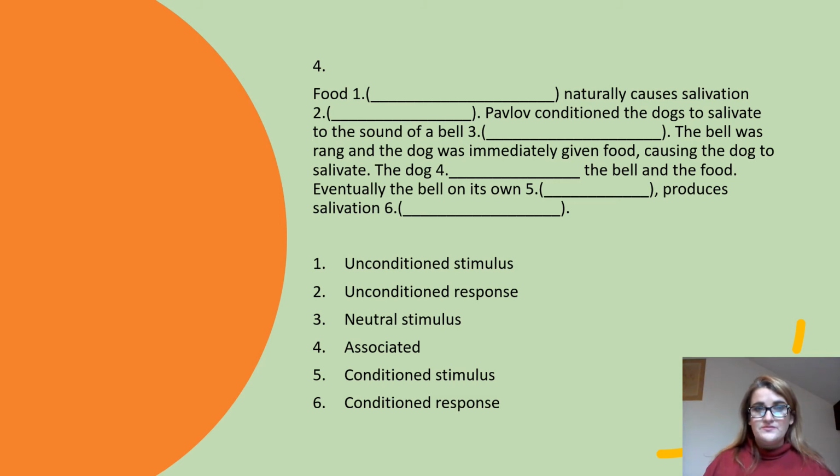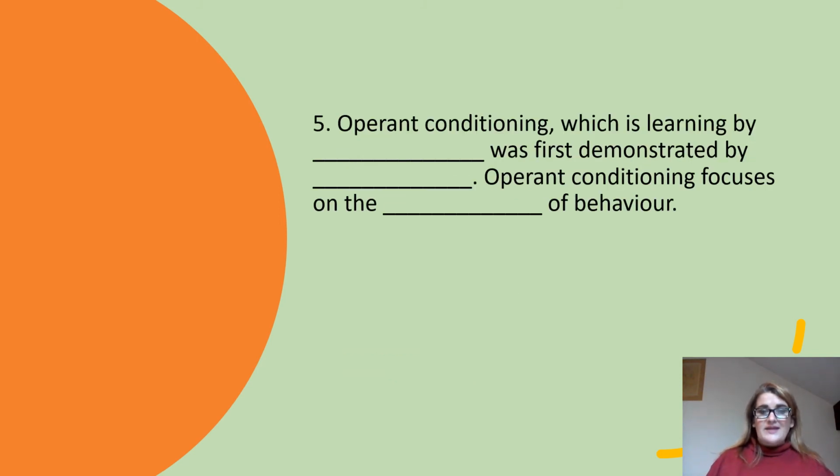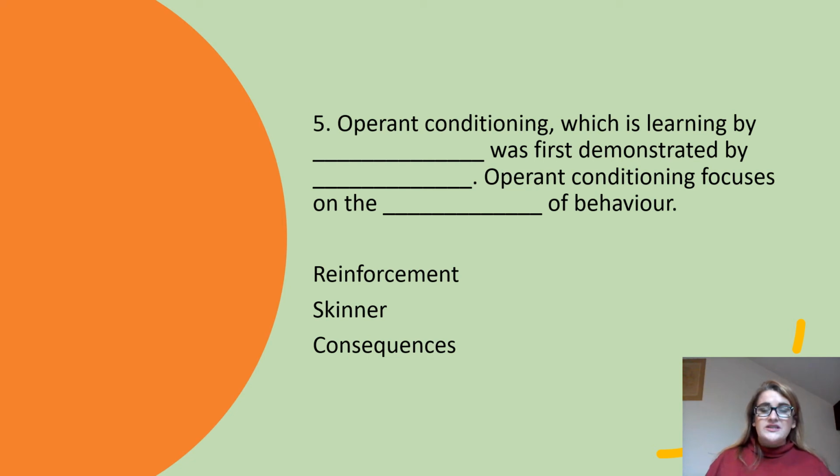Okay. Number 5, again, you might want to write this down first, so just pause me. Okay, so operant conditioning, which is learning by reinforcement, was first demonstrated by Skinner. Operant conditioning focuses on the consequences of behaviour.